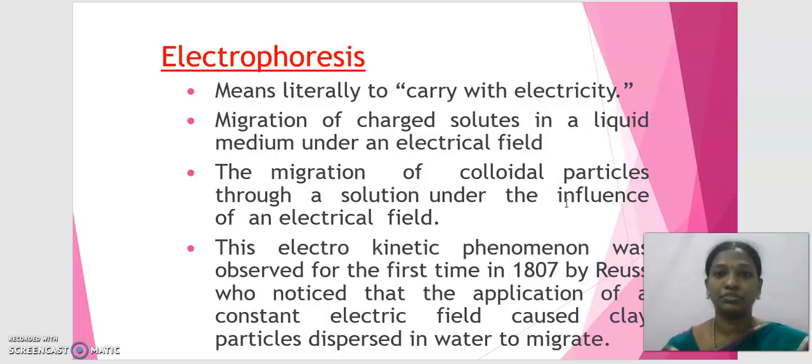This is electrophoresis. This electrokinetic phenomenon was first found by a scientist called Reuss in 1807, who noticed that the application of an electric field caused clay particles to disperse in the water and migrate. So this is the first observation of electrophoresis, found by the scientist called Reuss.